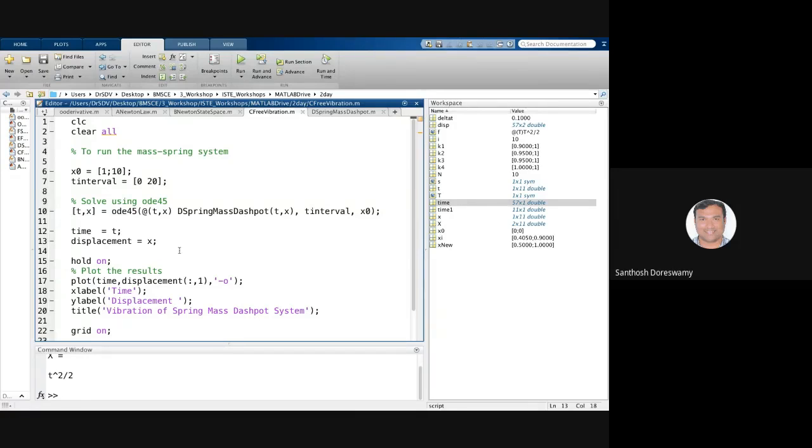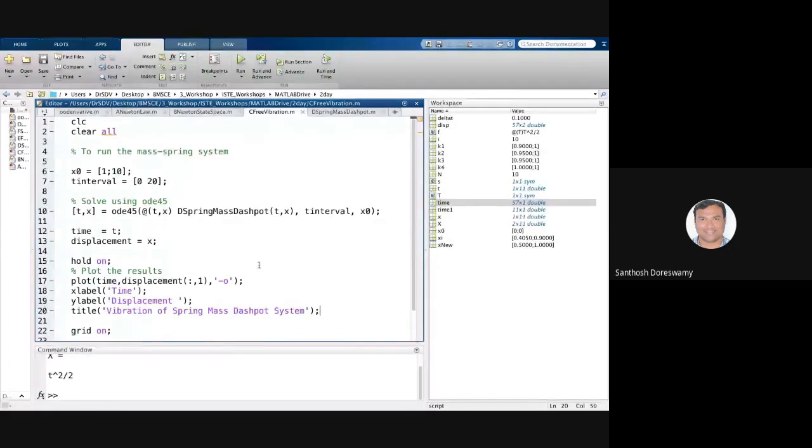an n cross 2 column vector, where the first column of x will represent the displacement values, the second column will represent the velocity values. Okay, so once you get this time and displacement, you can plot the time and displacement and see how it varies. So this is a plot of time versus displacement of a vibrating spring mass dashpot system.